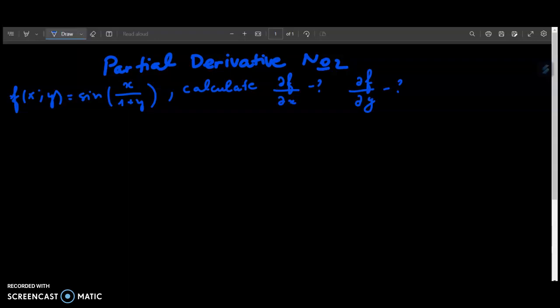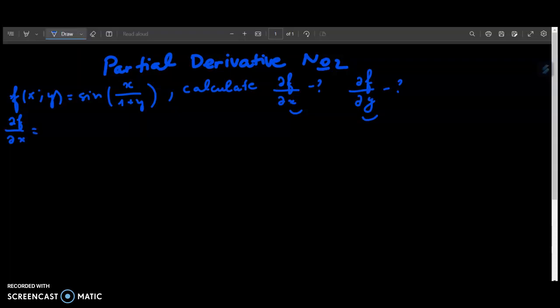And our task is to calculate the partial derivative df over dx and df over dy. It's our main task that we should calculate the partial derivative with respect to x and the partial derivative with respect to y. So, first of all, let's get started with df over dx, okay?